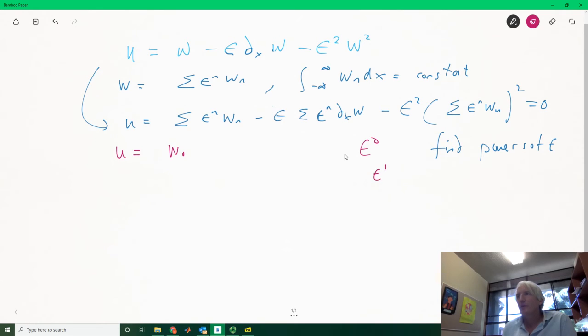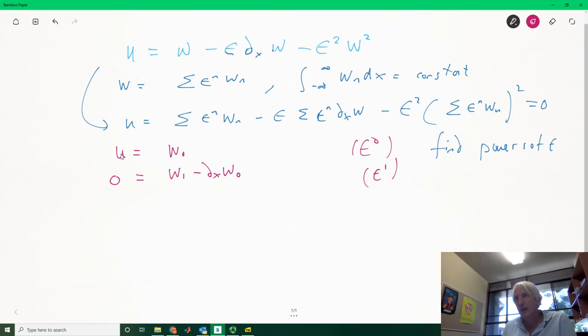Then we go to epsilon to the power of 1. And we just try and think about where you get epsilon to the power of 1. We have 0 here, must be equal to, we have w1, and then we've got minus epsilon times the derivative of w0. Okay, so w1 is the x derivative of w0. The other term here has epsilon squared in the front, so there are no epsilons there. So that means that w1 is the x derivative of u.